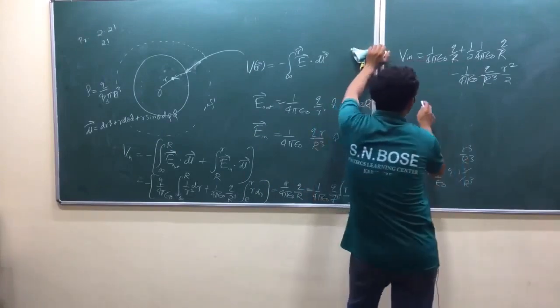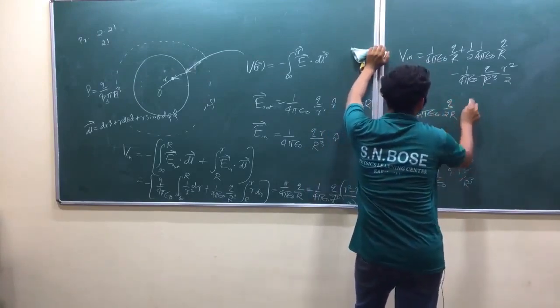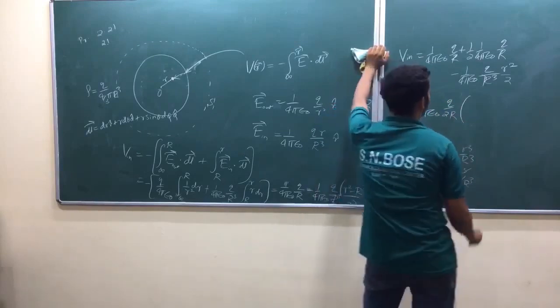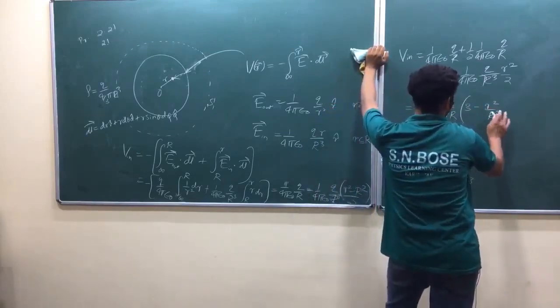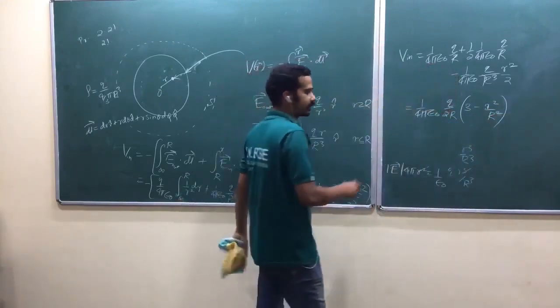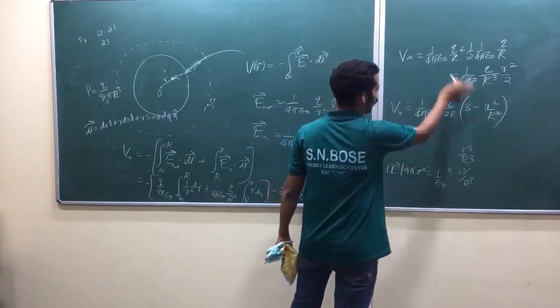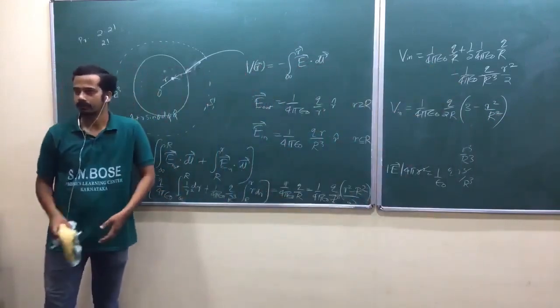1 by 2 are common. 1 by 4 pi epsilon naught Q by 2 are common. 3 minus R square. Yeah, that's correct. I think they will give the answer like this. Anyway, at last you should be able to manipulate and get to whatever answer they have given.